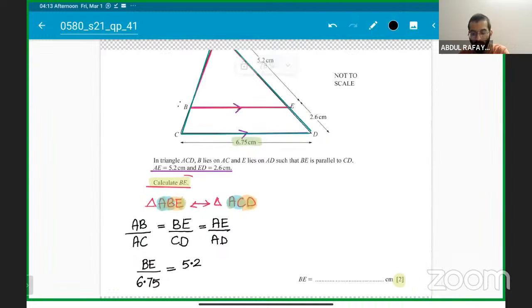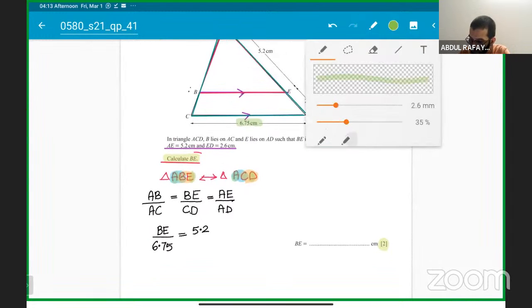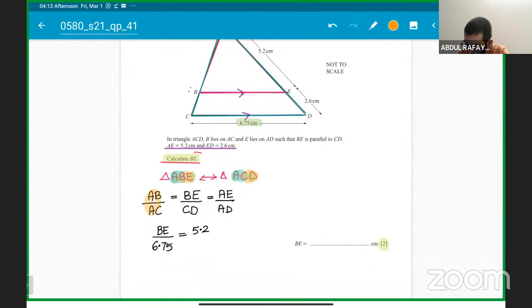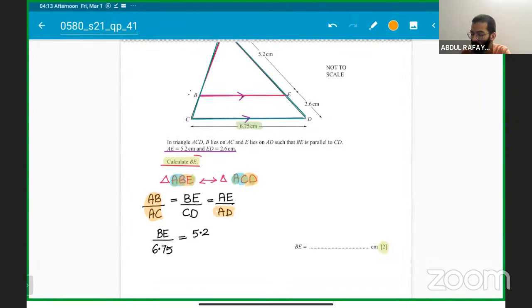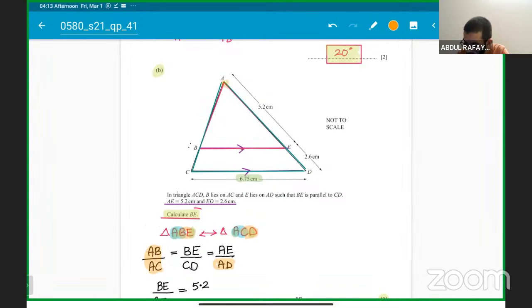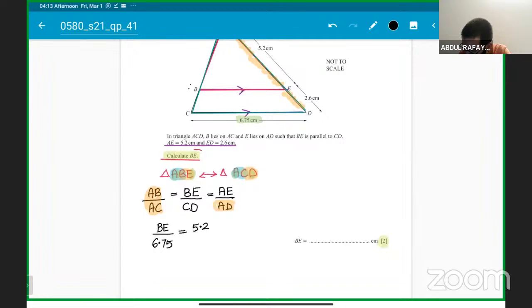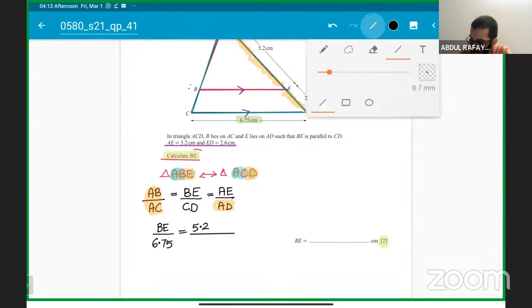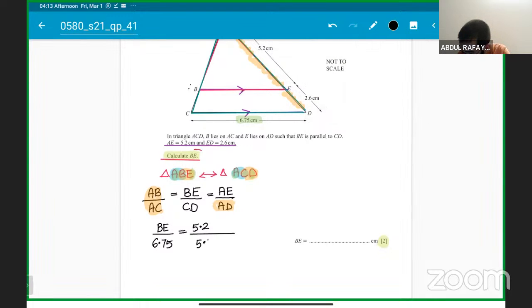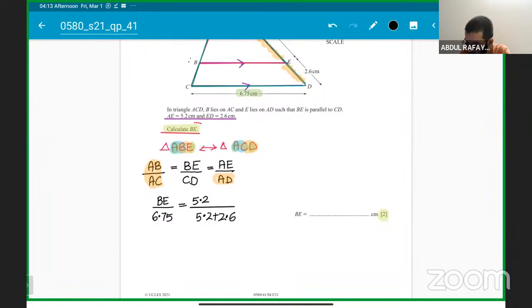Do we have AD? We don't have AD, right, guys? So we will have to find AD. AD is very simple. You have AE here and you have ED here. AE and ED will add up, so you will get AD. Everyone getting that? So it will be 5.2 plus 2.6 for AD. Now you can find out the BE measurement.